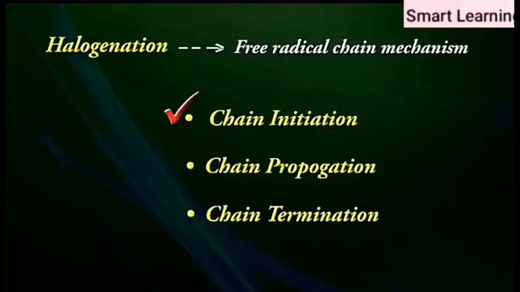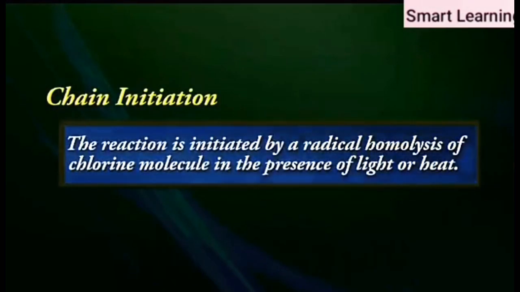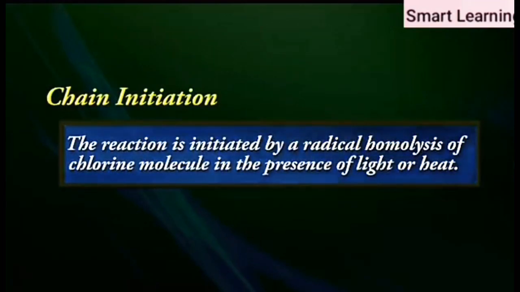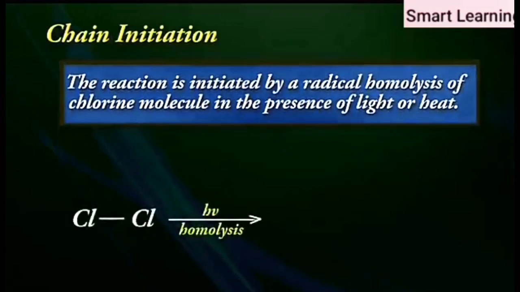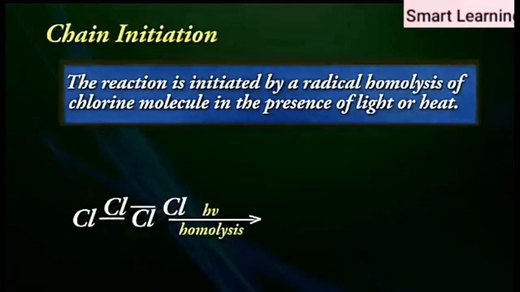chain initiation, chain propagation, and chain termination. Chain initiation. In this step, the reaction is initiated by a radical homolysis of chlorine molecule in the presence of light or heat, which results in the formation of chlorine free radicals. The reaction is shown here.